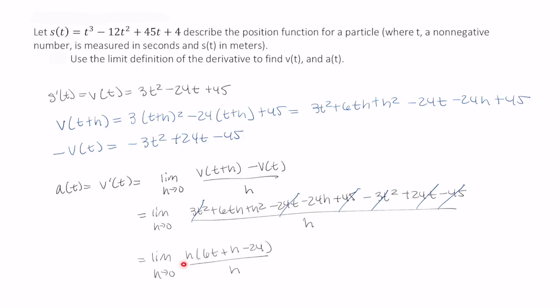We have a factor of h in the numerator and 1 in the denominator, so this just becomes 1. And we're left with the limit as h approaches 0 of 6t plus h minus 24. Applying the direct substitution property, we're just left with 6t minus 24. So the first derivative of velocity, which is the acceleration, is equal to 6t minus 24.